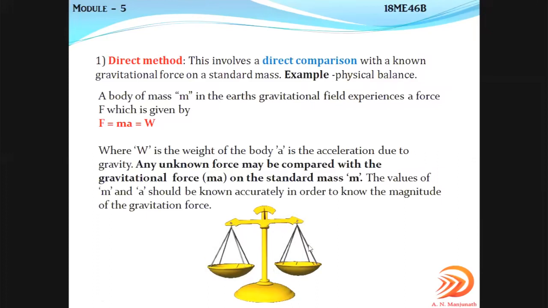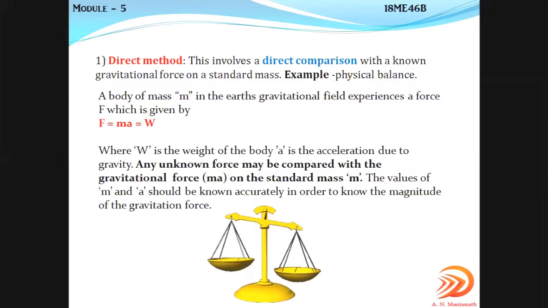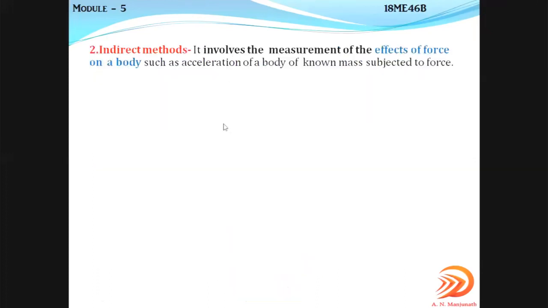Physical balance. The second method will be the indirect method. In this indirect method, it involves the measurement of the effect of the force on the body. What will be the effect of the force which is acting on the body? That will be measured in this indirect method.